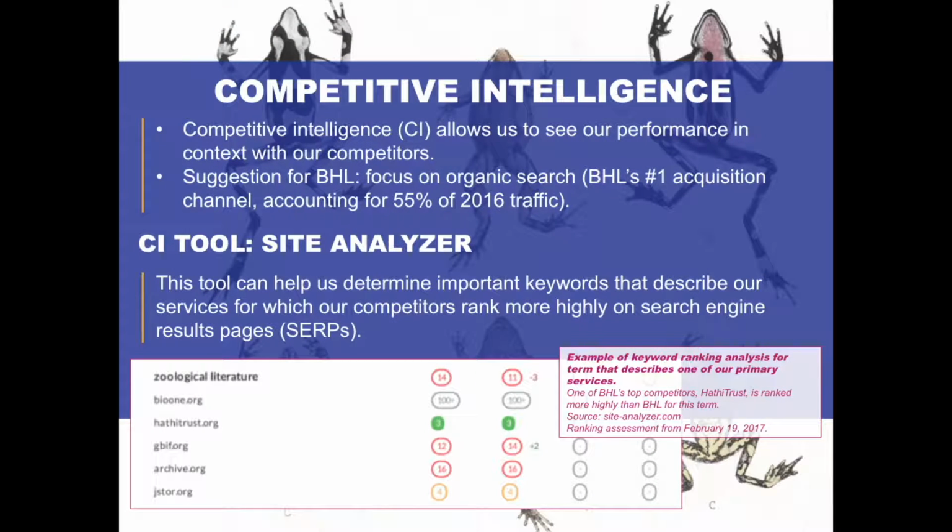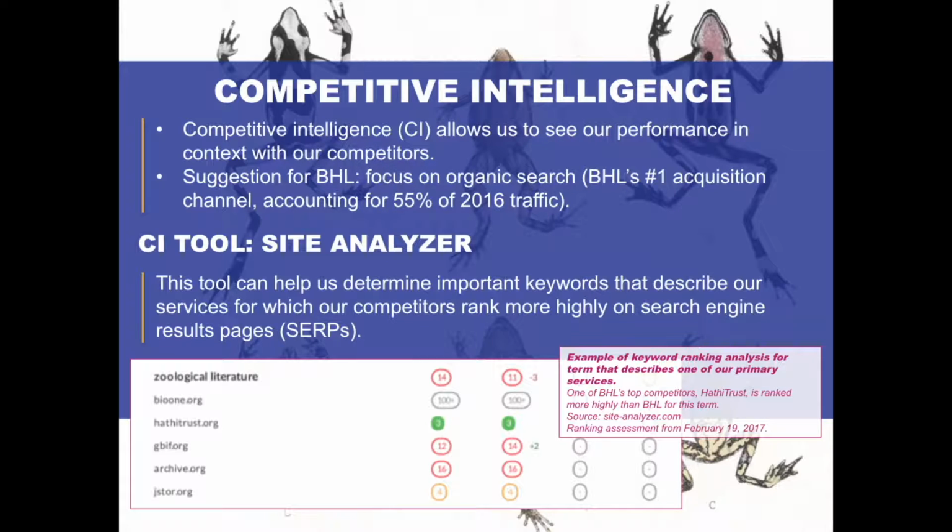It is also important to see our performance in context with our competitors to truly understand the health of our organization and to identify marketing strategies that can help us gain the upper hand on our competitors. For BHL, for example, we might want to see how we're performing in relation to competitors regarding organic search, which is BHL's top acquisition channel, accounting for 55% of 2016 traffic. So it is a very important channel for our website success. By using the CI tool Site Analyzer, I was able to determine important keywords that describe our key services for which our competitors are ranking more highly.